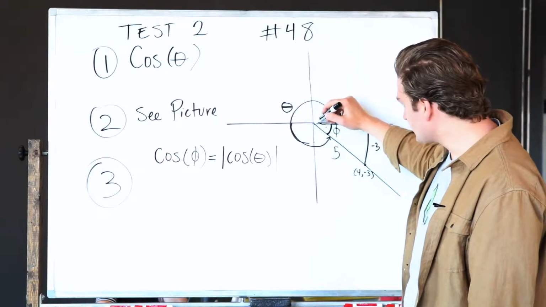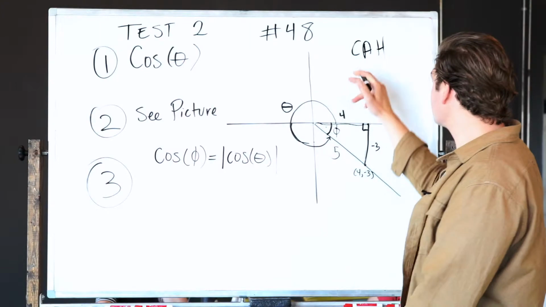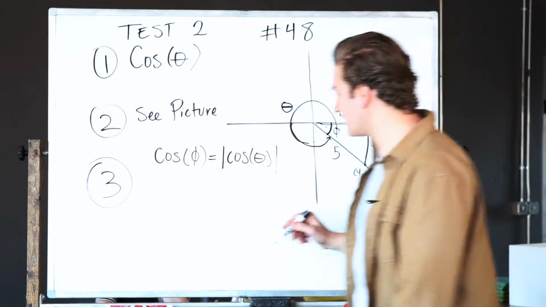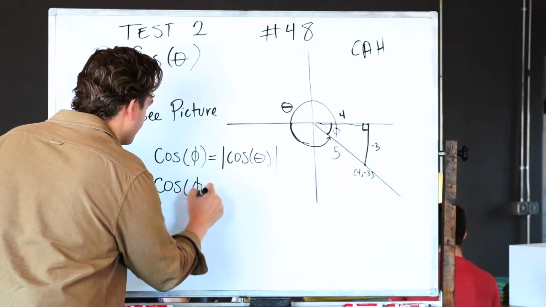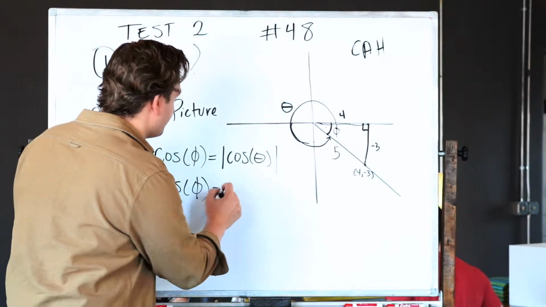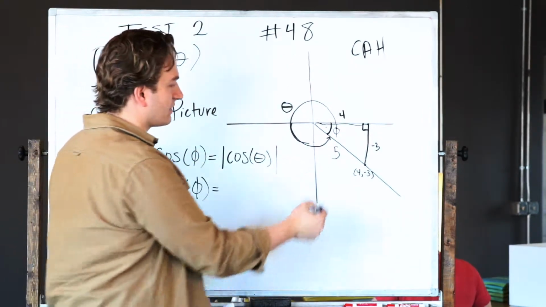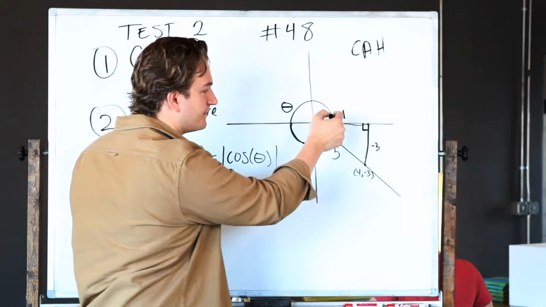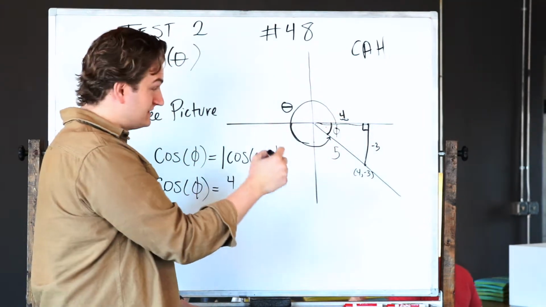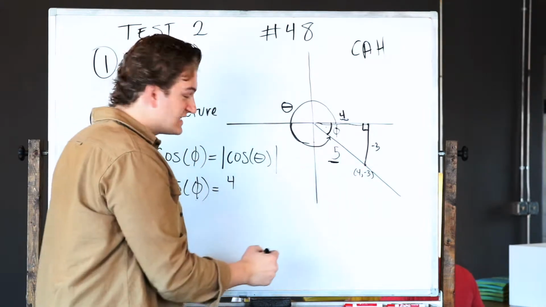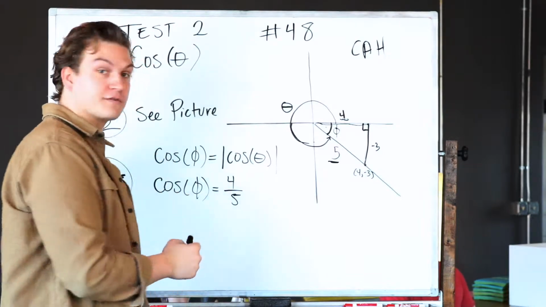Well, if this is our angle, remember SOH CAH TOA, cosine is adjacent over hypotenuse. So let's come over here and calculate the cosine of phi. Well, the cosine of phi is the adjacent over the hypotenuse side. What is the adjacent side from phi? It's 4. This is our adjacent side. And what is our hypotenuse side? It's 5. So the cosine of phi is 4 over 5.